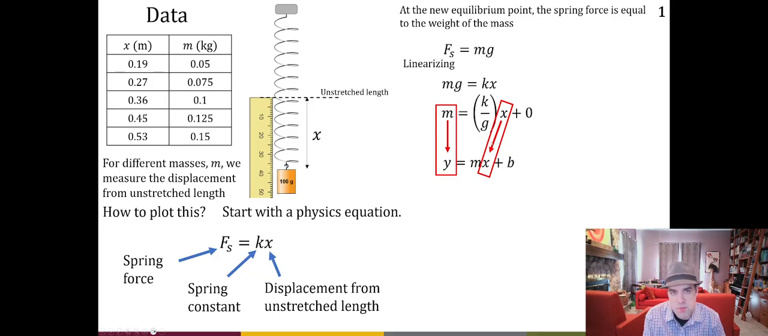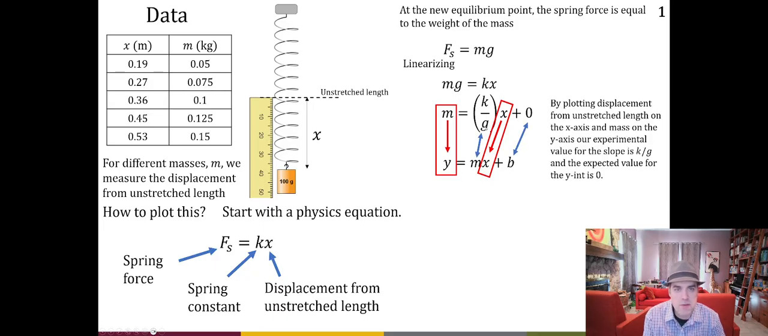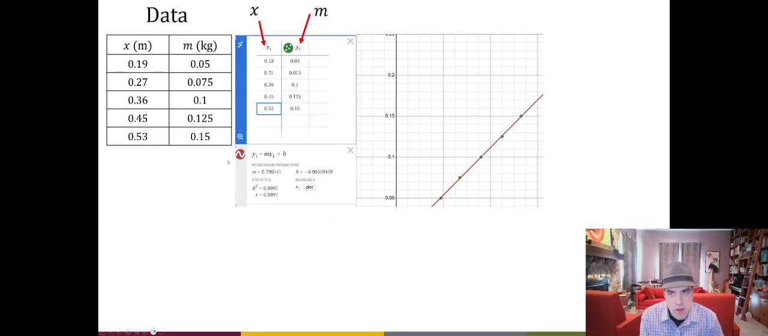So what's in the slope position? Well, that's going to be k over g. And then 0 is going to be our expected value for the y-intercept. So if we plot the mass on the vertical axis and the stretched length on the horizontal axis, our experimental value for k over g is the slope, and our expected value for the y-intercept is 0. So let's take a look at that.